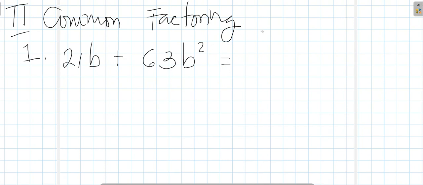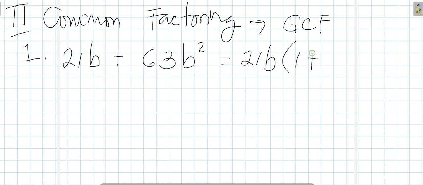You're going to get the GCF, the greatest common factor. The greatest common factor between 21 and 63 is 21. So 21, then we have here b. 21b divided by 21b is 1, plus 63b squared divided by 21b is equal to 3b. So that is the factor.